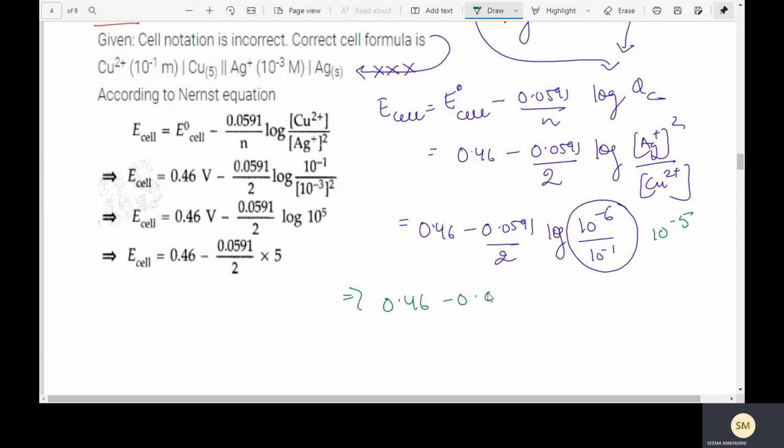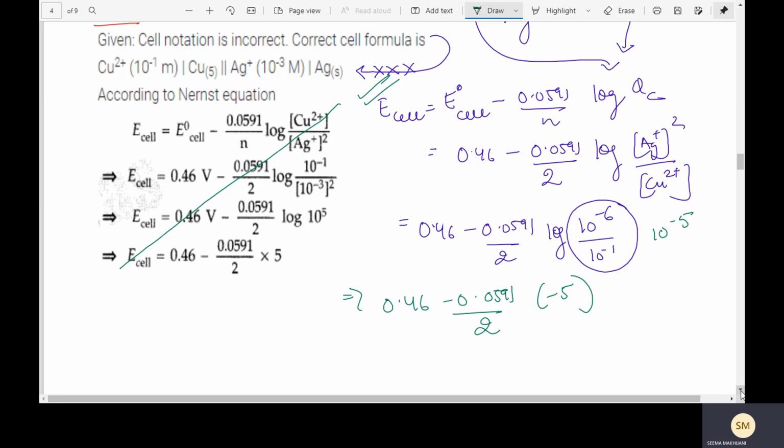0.46 minus 0.0591 by 2 log of 10 to the power minus 5 will be minus 5, and this value would be a plus, and you can then solve it out. So I would not advise that you change it on your own. You should do it the way the question has been asked. Is that okay? As the question is given, please do it accordingly. Do not change it on your own.